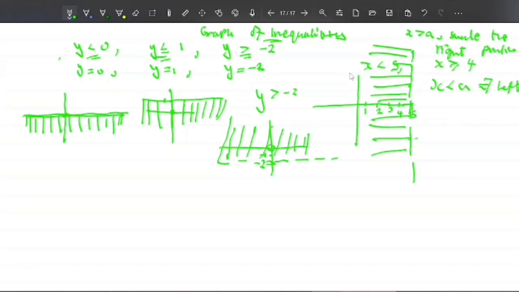Don't forget that the boundary line here is x equals 5. The boundary line here is y equals -2. The boundary line here is y equals 1. And here it is y equals 0.